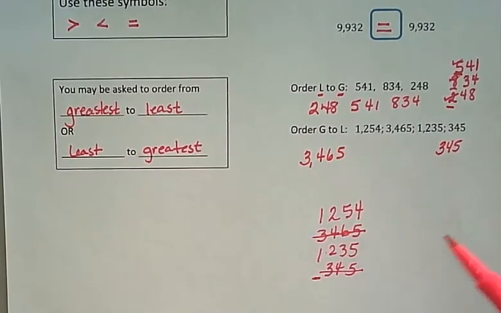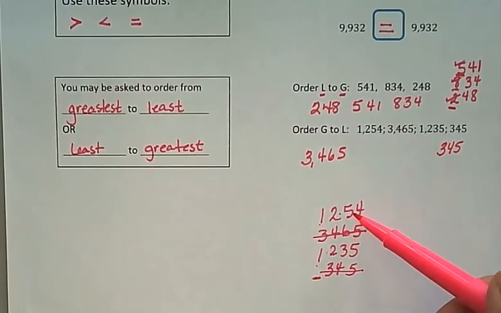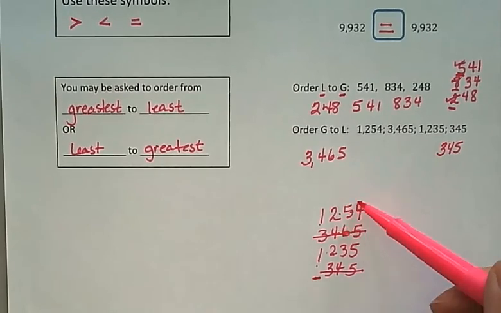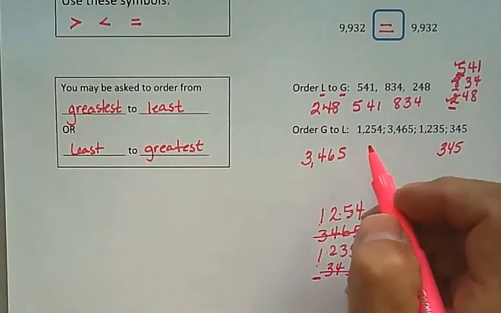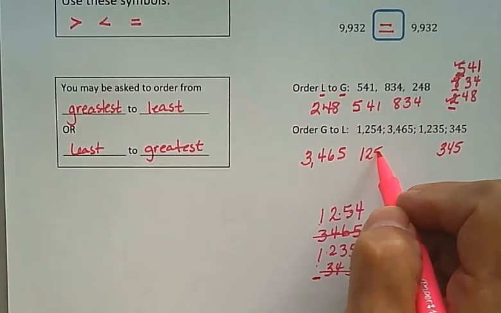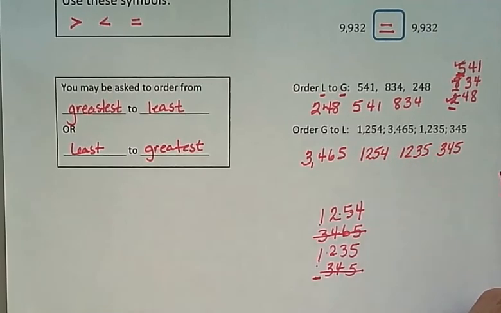Now we've got to look at the two that we have left. They both have ones in the thousands place, doesn't help us. Both have twos in the hundreds place, doesn't help us. But this one has a 5 in the tens place, whereas this one has a 3. So this one's larger than this one. So 1,254 and then 1,235.